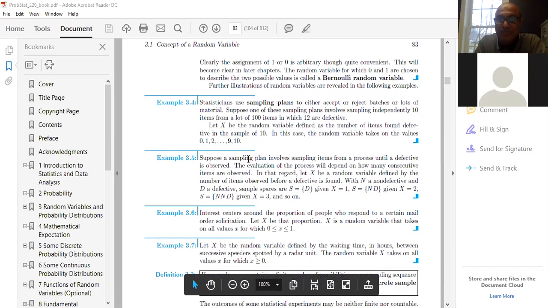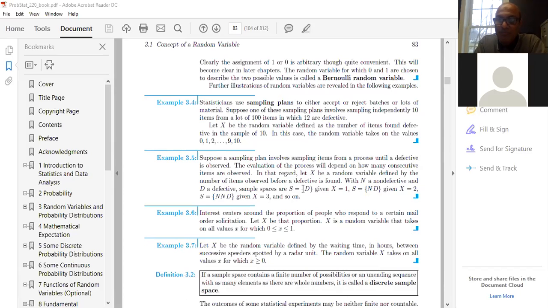Then after I can go for another example, I think you can refer this example, very simple. Suppose the sampling plan involves the sampling items from a process until a defective is observed. Now look at here, the sampling plan involves sampling items from a process until a defective is observed. The evaluation of the process will depend on how many consecutive items are observed. In that regard, let X be the random variable defined by the number of items observed before a defective is found, right?